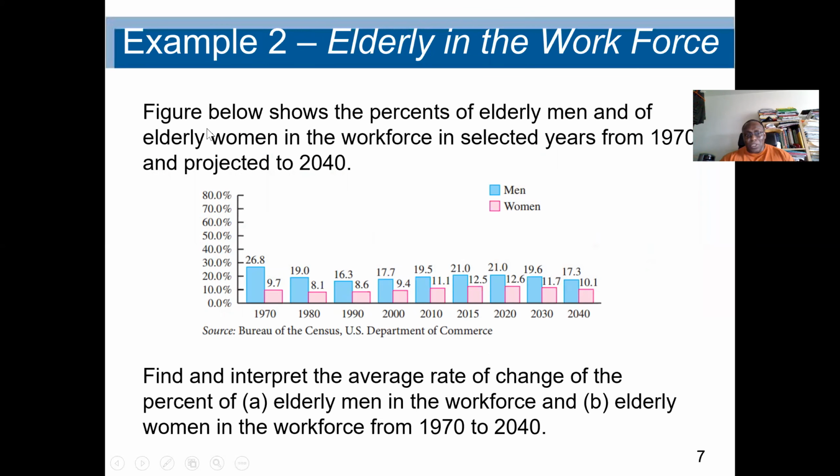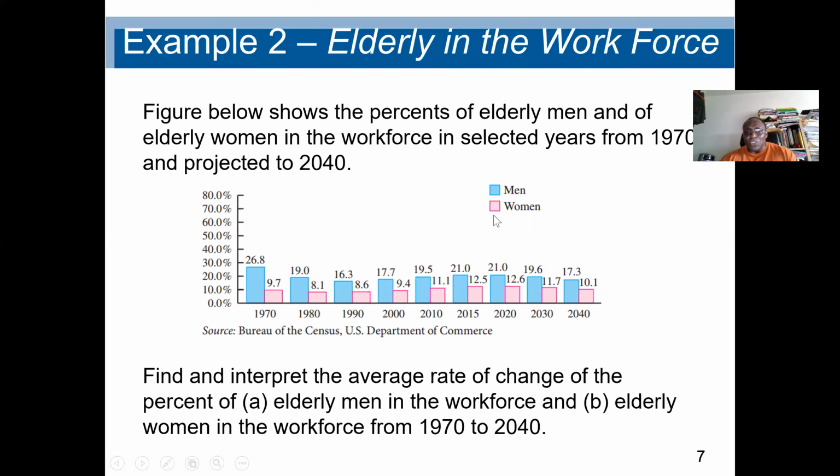So let's start with an example here. In this example, we have a figure from the US Department of Commerce. And here they are giving us the data or a graph of men and women in the labor force or the workforce. So we can see that in 1970, we have 9.7, this will be in millions, and 26.8 for men. In 1980, we have 8.1 and 19.0. So men are blue and women are pink.